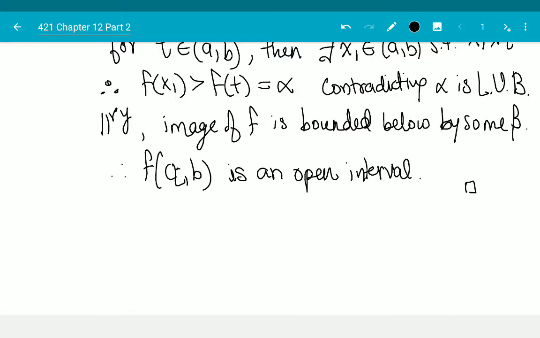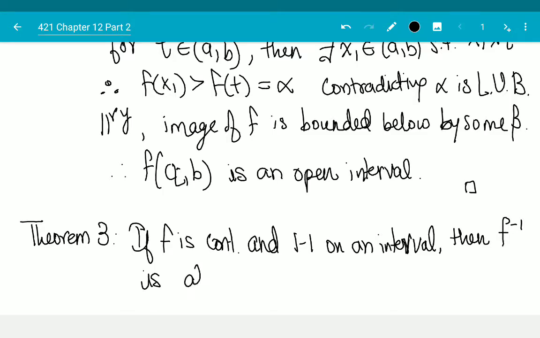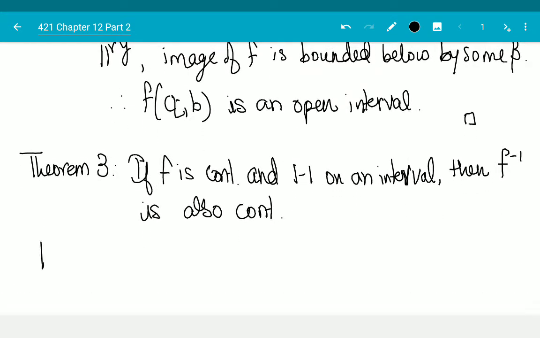Okay, then theorem 3. If f is continuous and one-to-one on an interval, then f inverse is also continuous. Proof? I'm going to give you the easy proof first. Easy proof.